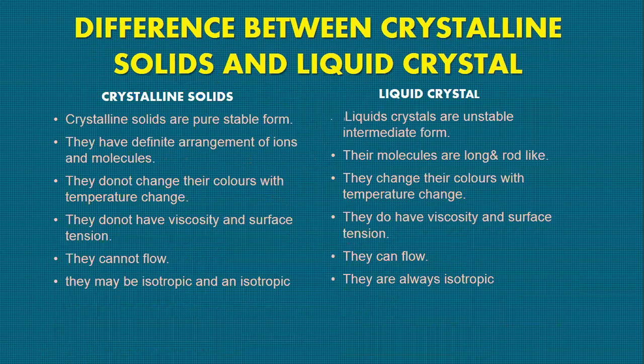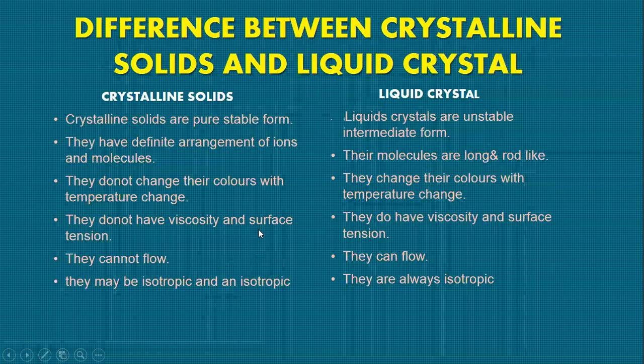Now, what is the difference between crystalline solids and liquid crystals? Crystalline solids are a pure stable form, while liquid crystals are an unstable intermediate form. Crystalline solids have a definite arrangement of ions and molecules. Liquid crystals are long and rod-like. Crystalline solids do not change their colors with temperature change. Liquid crystals change their colors with temperature change.